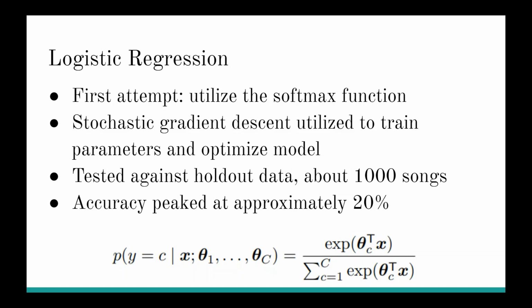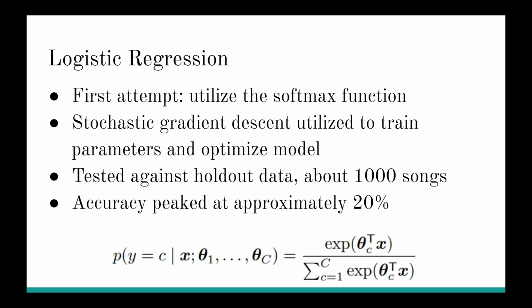We used stochastic gradient descent to train the parameters and optimize the model, which was necessary as opposed to batch gradient descent since our dataset is so large. Both the model and the learning for this model were programmed in Python, primarily utilizing the NumPy module. Once trained, we tested the model against the approximately 1,000 songs in our testing data.